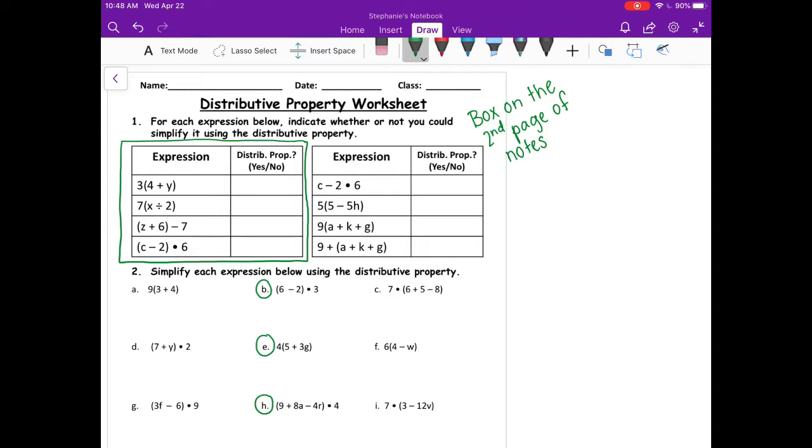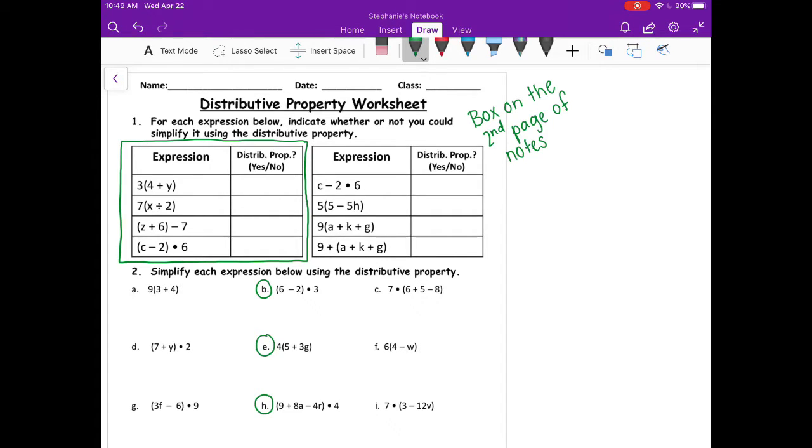Welcome to Practice Worksheet 5. Today we're going to be working with the distributive property. You're going to want to have your notes real handy when we go through this worksheet because they're going to be very helpful. For the first problem especially, you're going to want to look at the box on the second page of your notes. Let's start with question number 1.